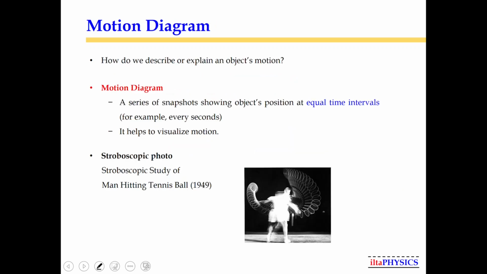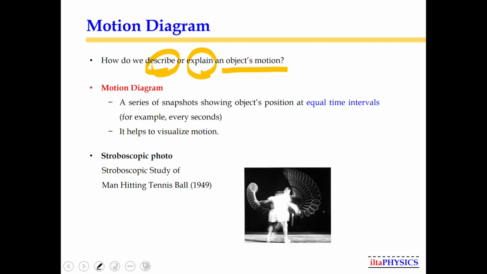So how can we actually describe or explain the motion of an object? There's a subtle difference between describing and explaining. To describe motion means to state what you see in measurable terms. For example, the car is moving to the right at 30 meters per second. To explain motion, on the other hand, means to include causes or consequences.